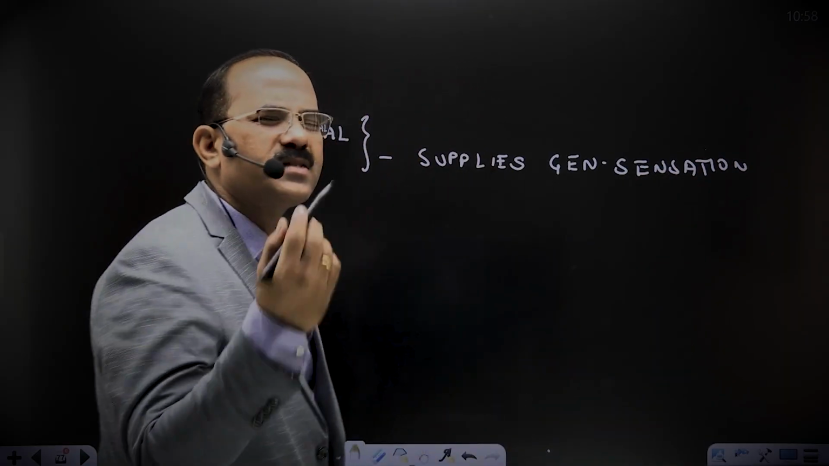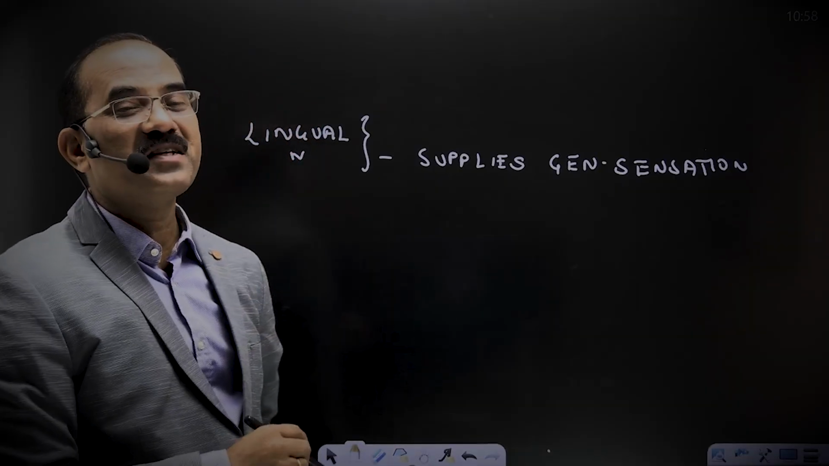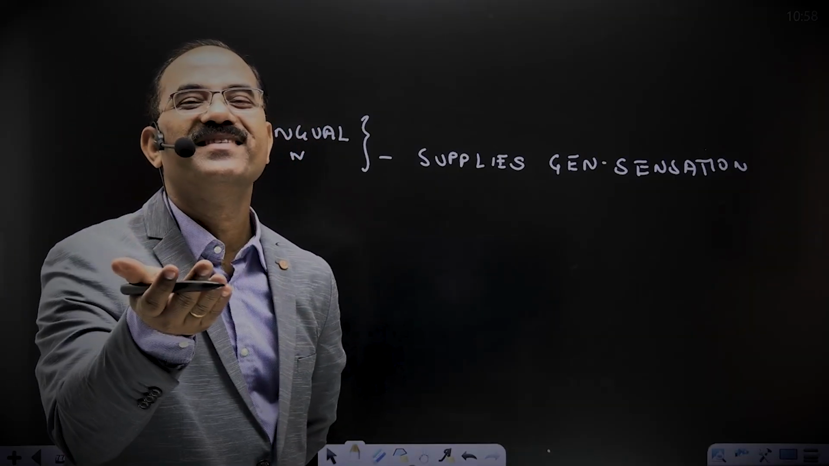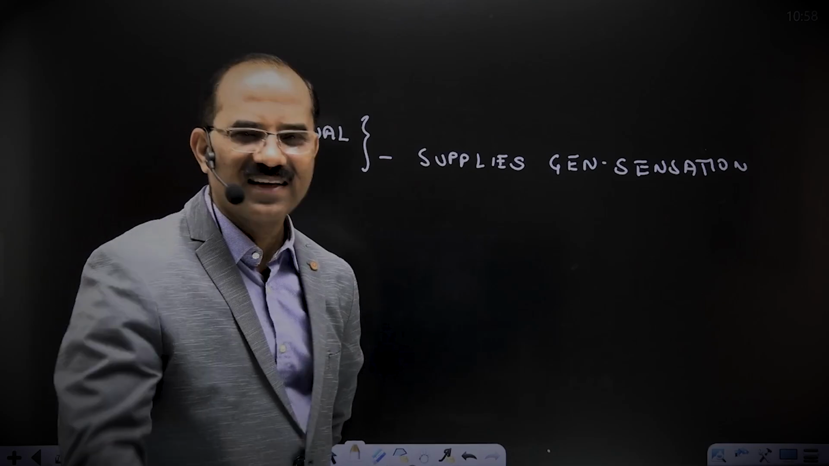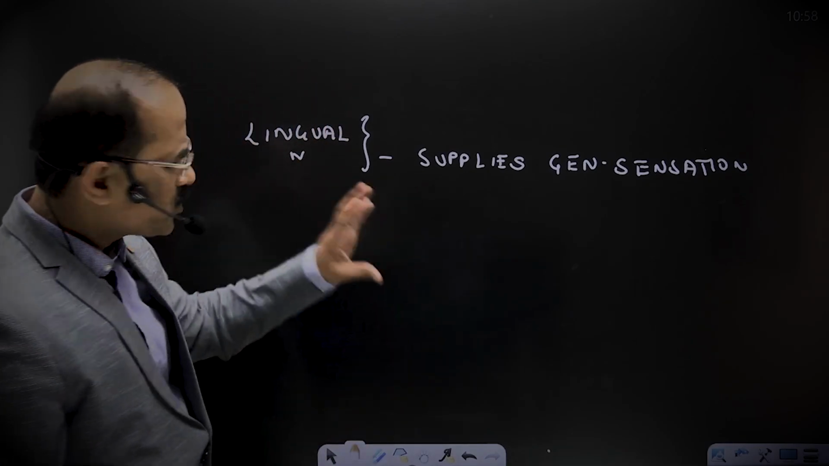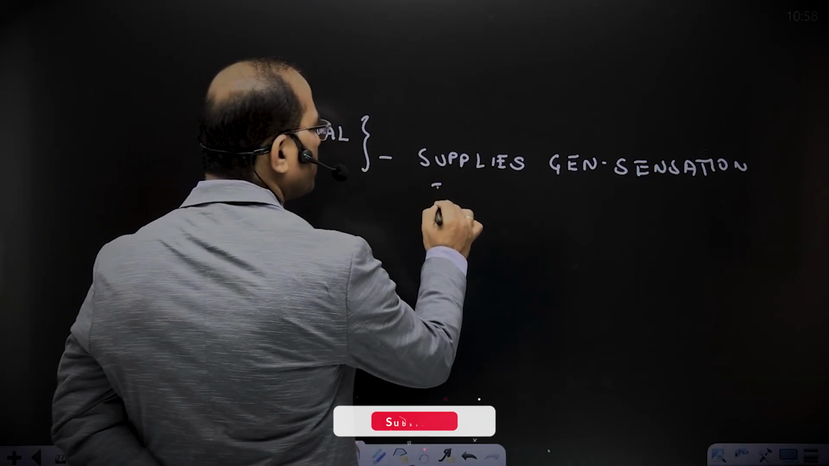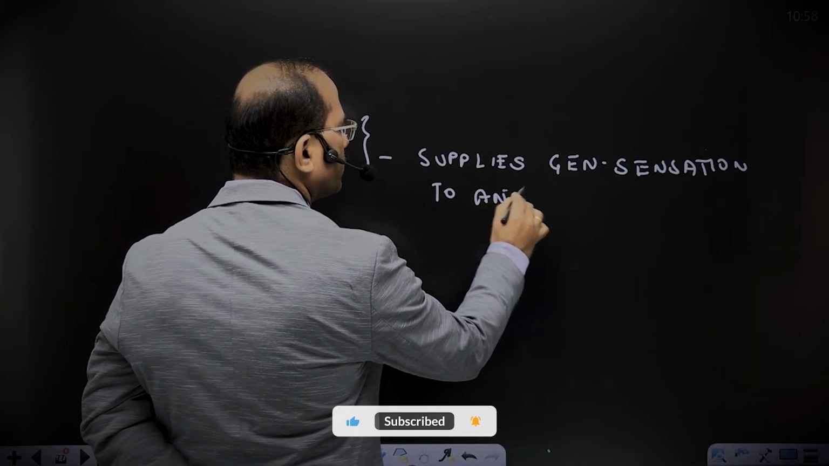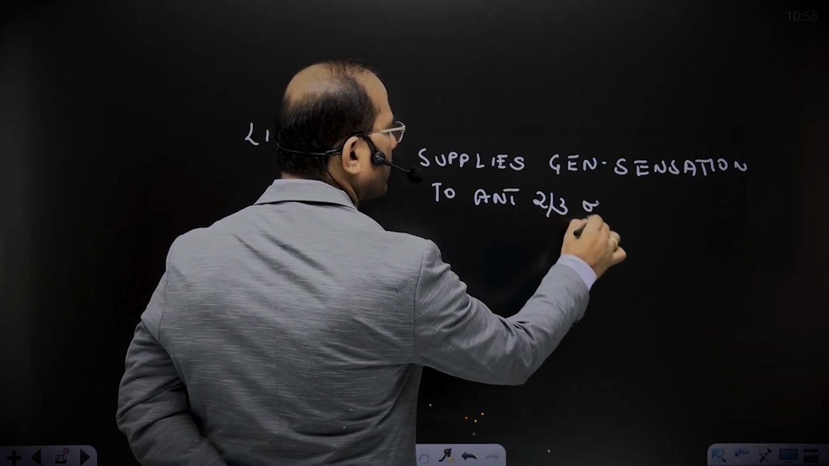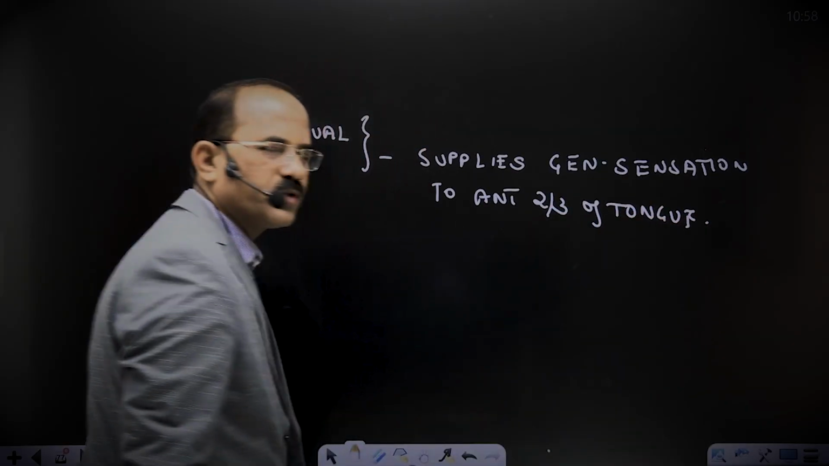And which are the other sensations? Special sensations. Very good. And which are the special sensations for the tongue? Taste. Very good. Excellent. You answered well. What does the lingual nerve do? It supplies general sensations to the anterior 2/3 of the tongue.